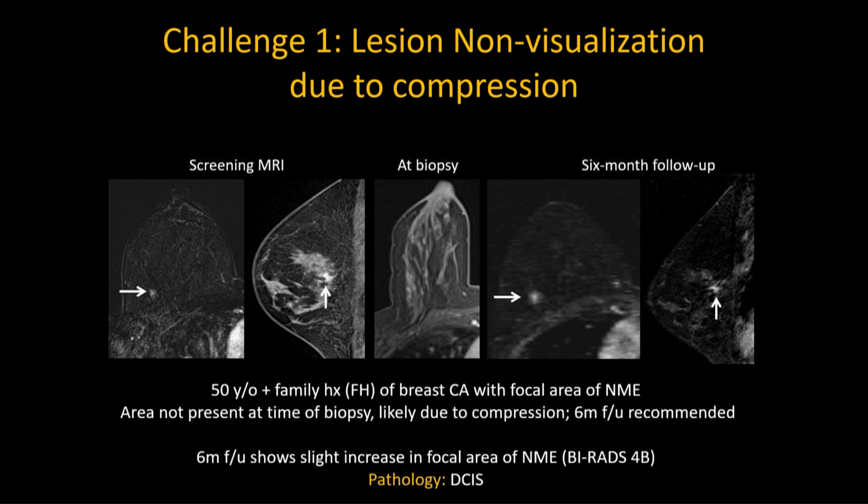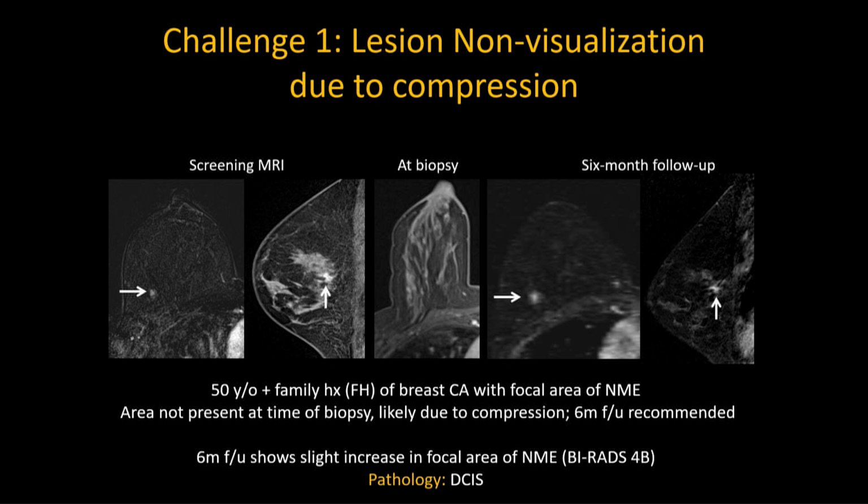This is an example. This is a screening MRI in a 50-year-old woman. She has a family history of breast cancer, and there's a focal area of NME in the breast. You can see at time of biopsy, which is the middle picture, it's not present. So you recommend a 6-month follow-up MRI, and you can see that there's a slight increase in the focal area of NME. MRI-guided biopsy was performed, and this ends up being DCIS.